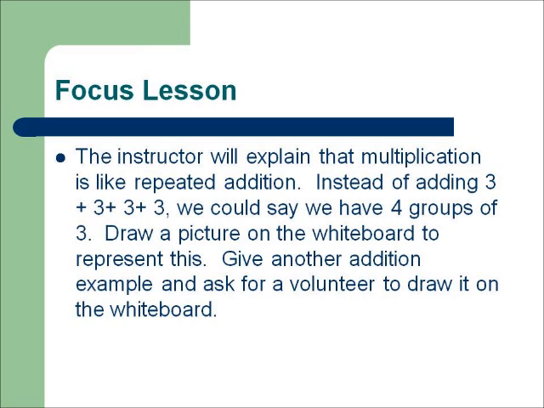Afterwards, model the concept of repeated addition on the board. Explain to the students that instead of adding 3 plus 3 plus 3 plus 3, we could simply say that we have 4 equal groups of 3.